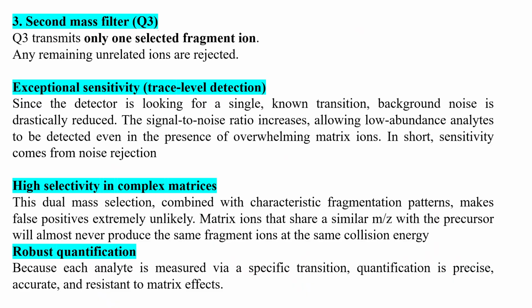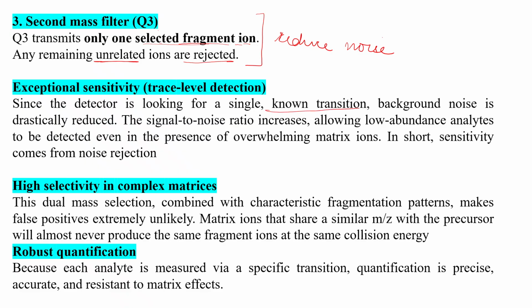Second mass filter Q3. Q3 transmits only selected fragment ions and any remaining unrelated ions are rejected. So you can very well understand that if it is transmitting only the selected fragment ions, the noise, which is an unrelated ion, will be rejected. So this will also reduce noise.